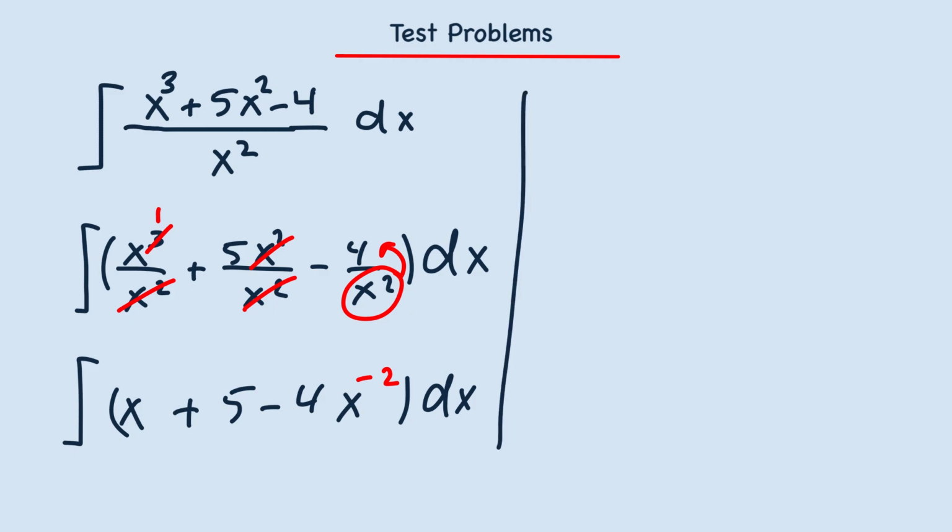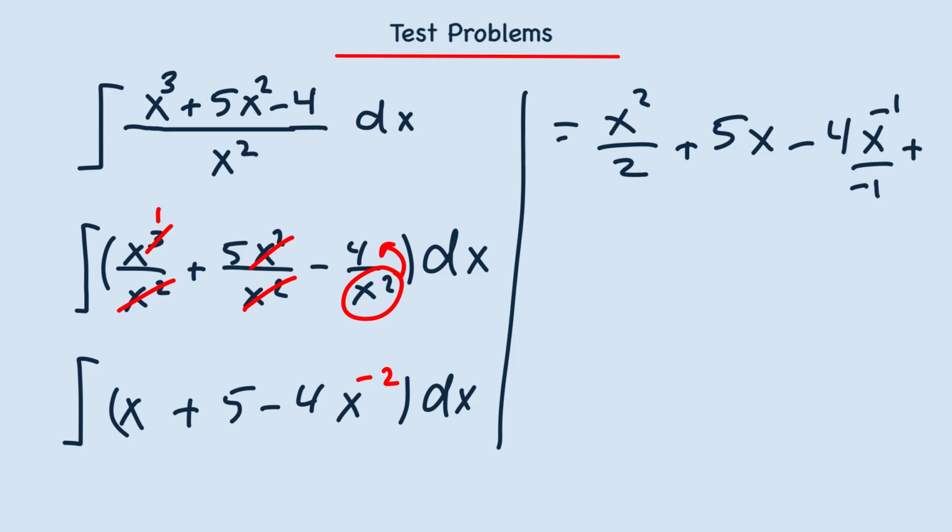So the integral of x will be x to the power 2 divided by 2. Because we have an imaginary 1 here, I have to add 1 to the exponent and divide by the new exponent, which is 2. For this part, 5, I have to add x to it. So plus 5x minus 4 times x to the power negative 2. I have to add 1 to the exponent, which is negative 1, and divide by negative 1. So it will be x to the power negative 1 divided by negative 1, and of course plus c.